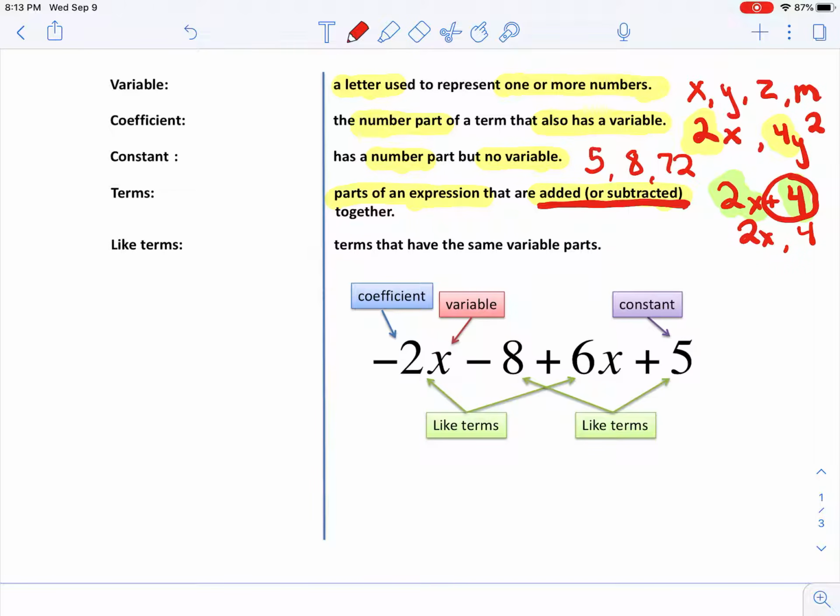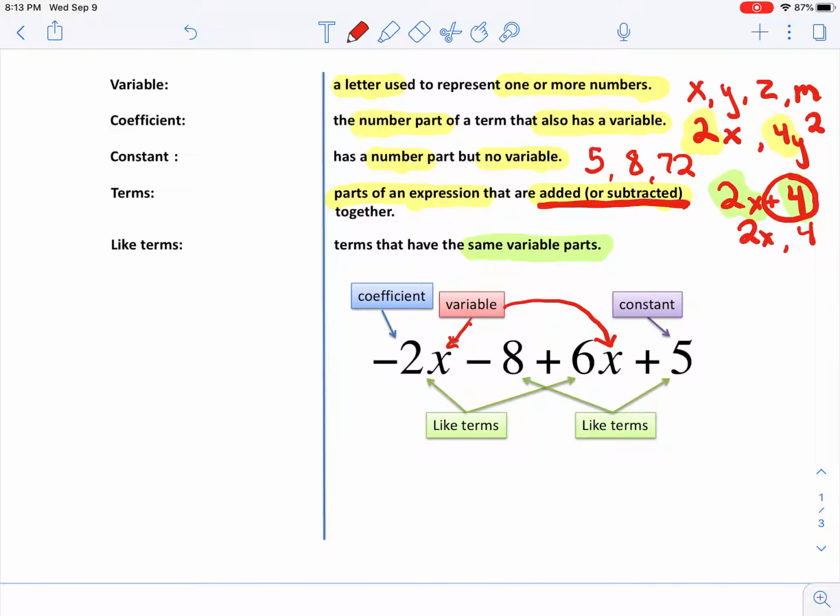And then we have like terms. Once we have a list of all these terms in a row, the like terms are the ones that have the same variable parts. So if we take a look at our first expression here, we have negative 2x minus 8 plus 6x plus 5. If we go through some of the vocabulary that we just looked at, the first one was variable. Notice the only variable in here is x. So x is a variable here. Also, this x over here is a variable.